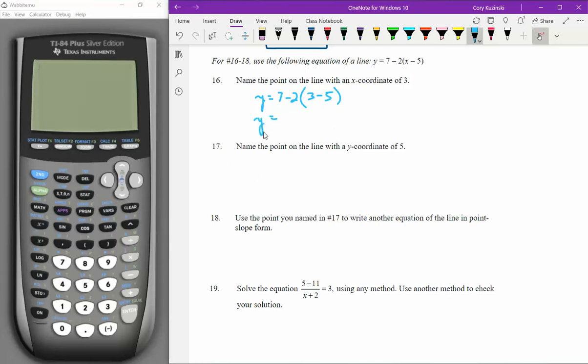So we could use mental math. 3 minus 5 is -2. -2 times -2 is 4, and 7 plus 4 is 11. Or we could punch it into the calculator. There's any number of ways we could get this value. But you can see that when x is 3, y is 11. So the point is (3, 11).